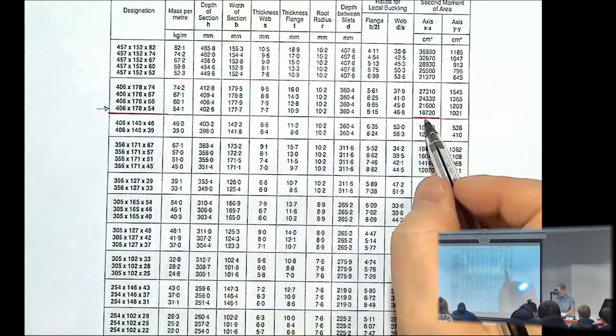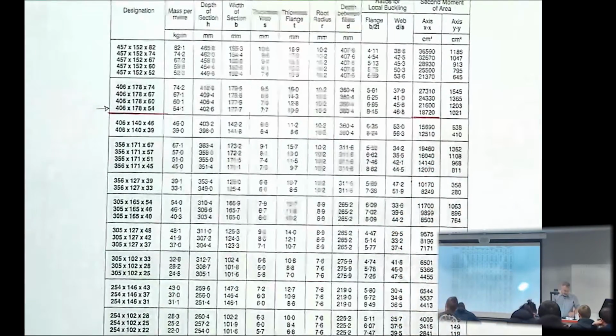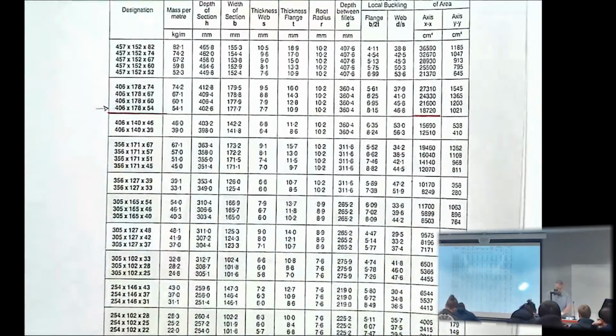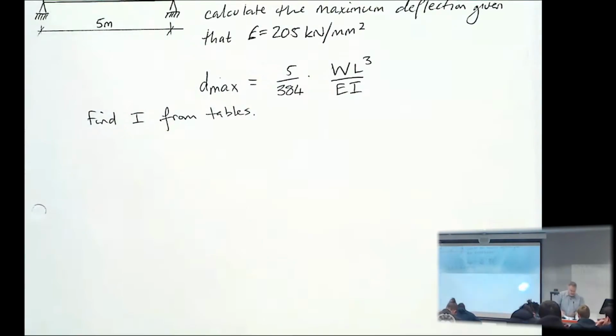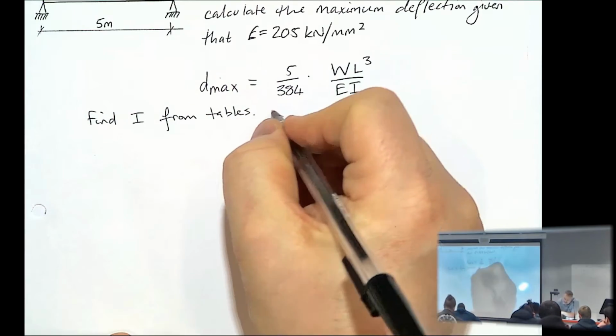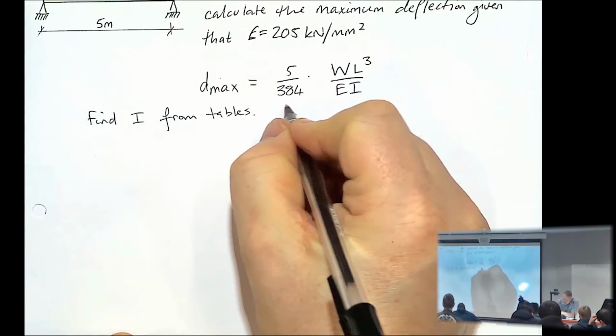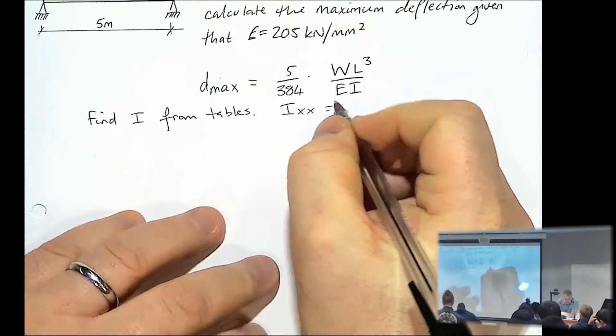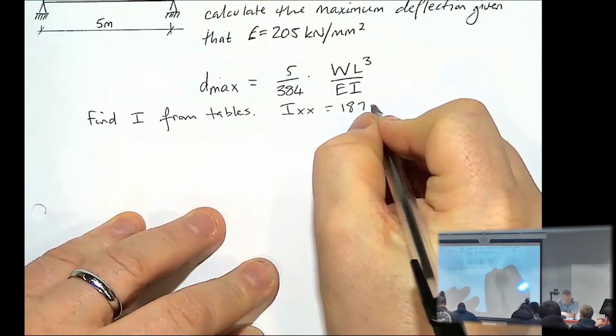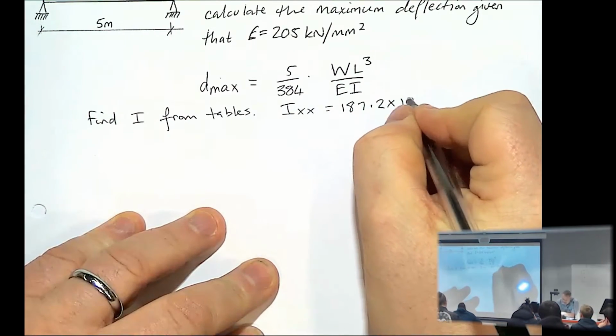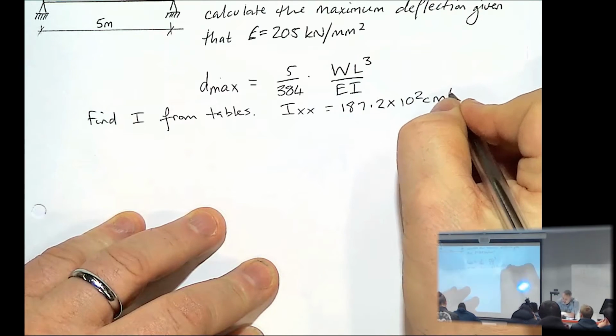So you've got 18720 centimetres to the 4. IXX is 187.2 times 10 to the 2 centimetres to the 4.